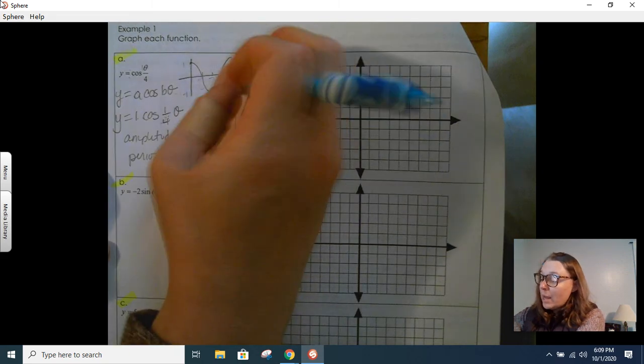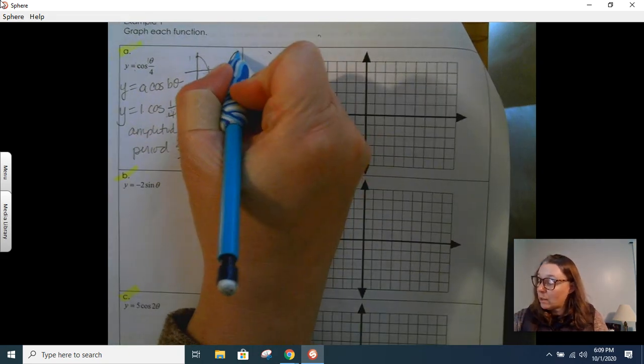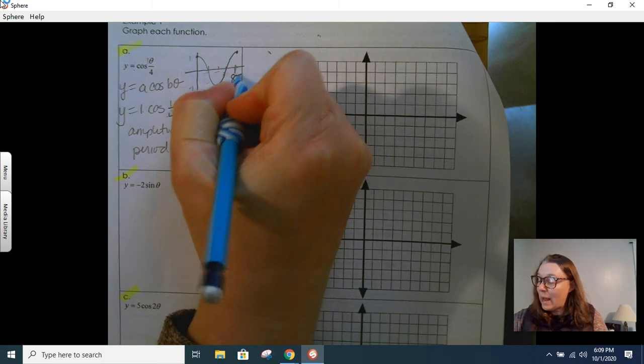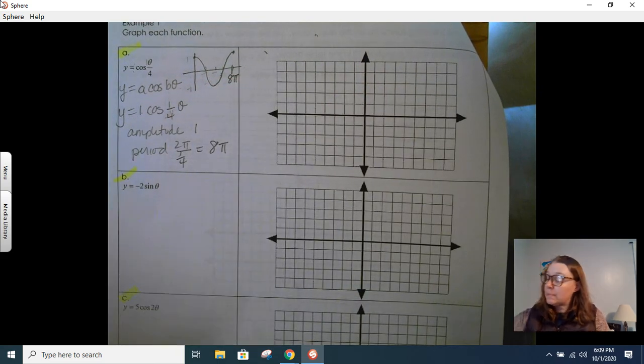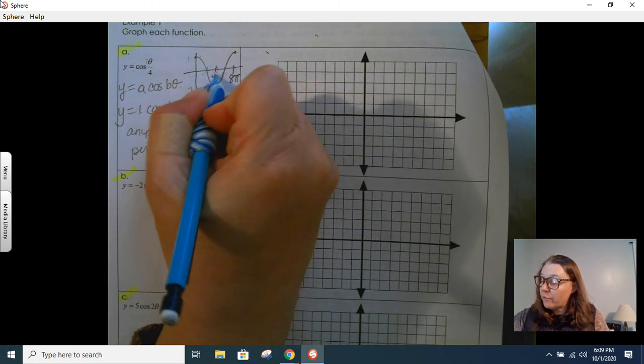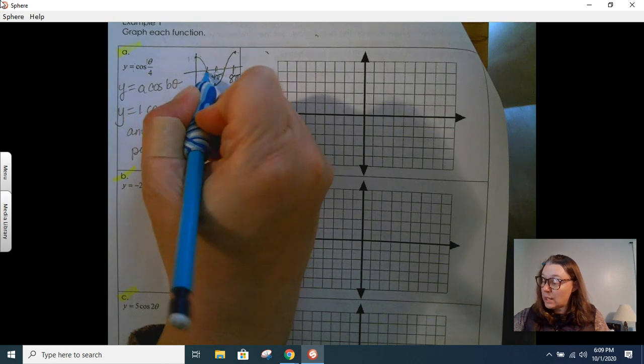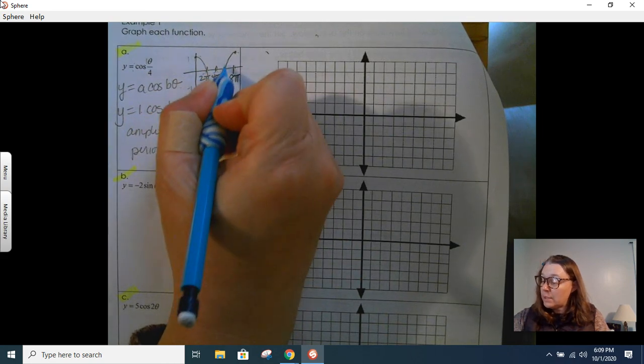Okay, so now the idea is if I know my period is 8 pi, I'm going to make my endpoint here, make sure it ends at 8 pi. Okay, I know it hits this minimum halfway between these. So this I know has to be at 4 pi. It hits this x-intercept halfway between here and here. This has to be 2 pi. This has to be 6 pi.